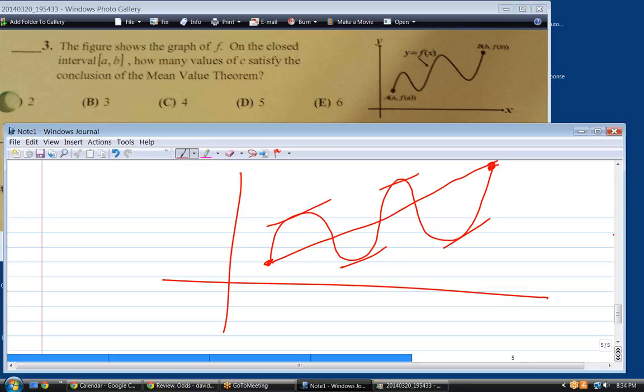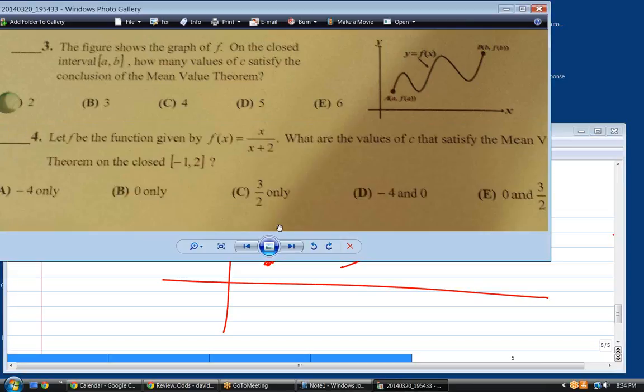If you have a continuous function, then the average change between point A and point B, there has to be another place on there that has that same slope. That's what it says in a nutshell.